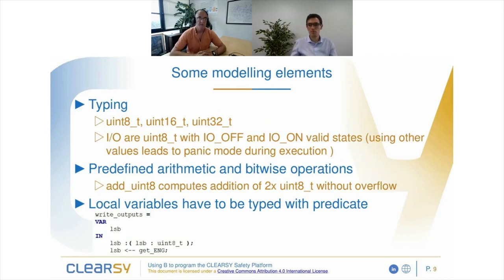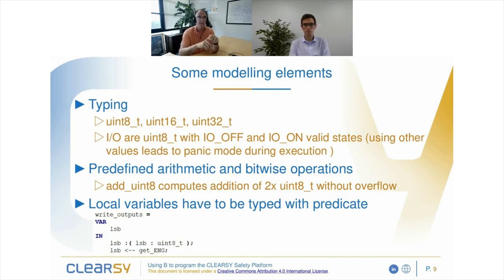So some other modeling elements before we go for the example. We can use a number of predefined typing elements. So you have signed integers on 8, 16, and 32 bits. The inputs and outputs are digital, but they are not coded on 0 and 1 because the modification of 0 into 1 is too easy. So we have defined on 8 bits 2 values far enough from each other to avoid, with the modification of 1 bit, the modification of the state from one to the other state.